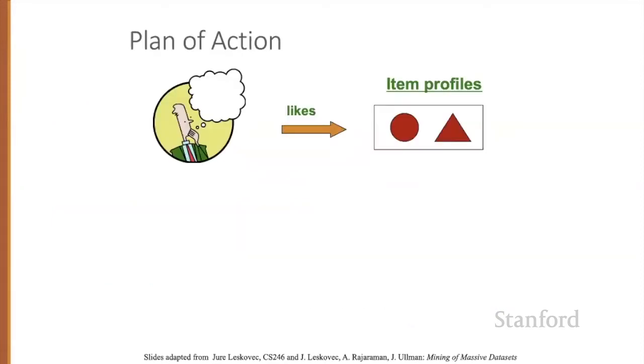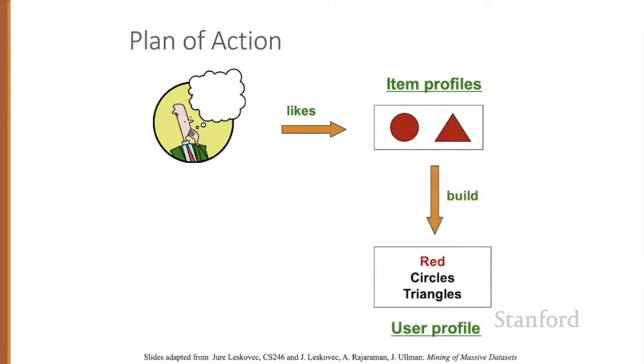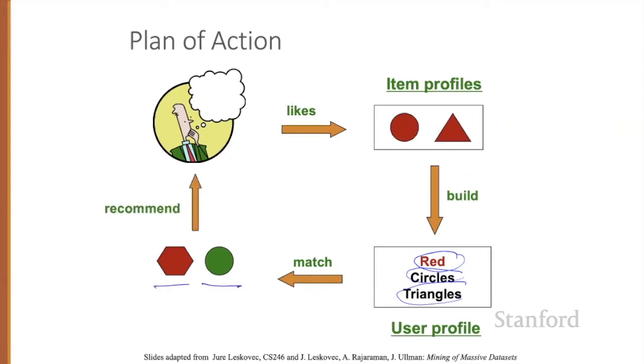Here's our plan of action. The user likes some items, and we have profiles for these items. So we can build a user profile summarizing the items they like. This user seems to like red items and circles and triangles. Now we can look in a database and match things that match our user profile. So maybe this red object and this circle, and we can recommend them back to the user.